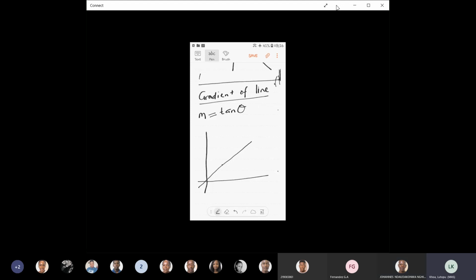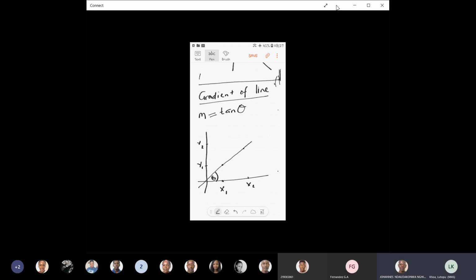Okay, so I have 2 points on the line. This point here has x coordinate x1, the y coordinate is y1, and there's another point over there. The x coordinate is x2, and the y coordinate is y2. Now the angle theta is over here.